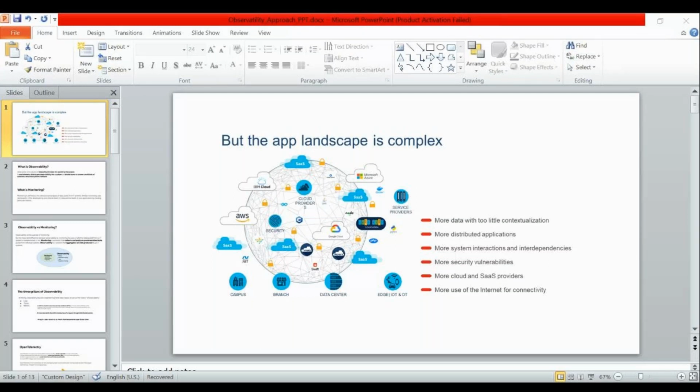I'll just take a pause. Any questions before getting into this slide? Can you show that second slide? I just want to read that definition for observability.